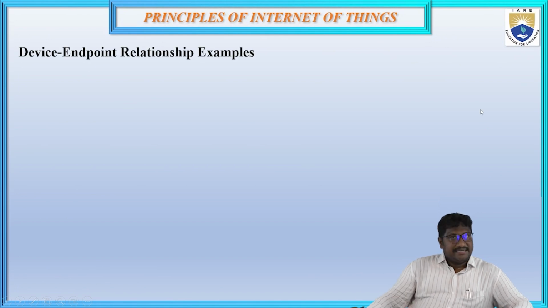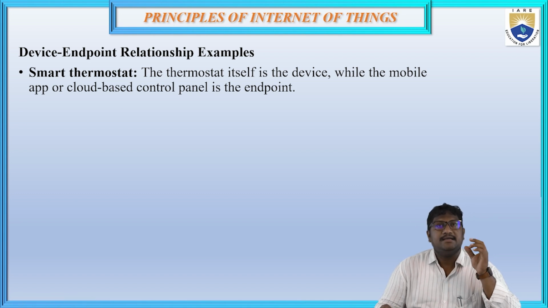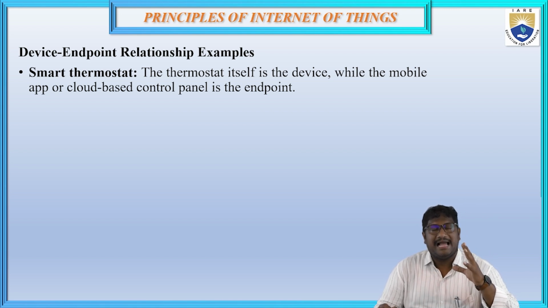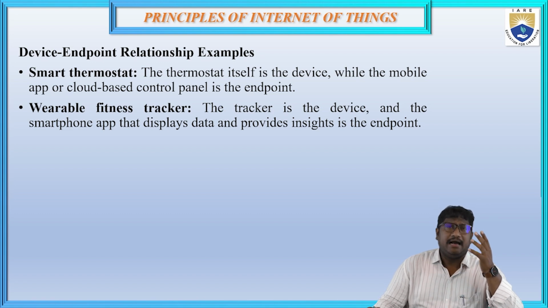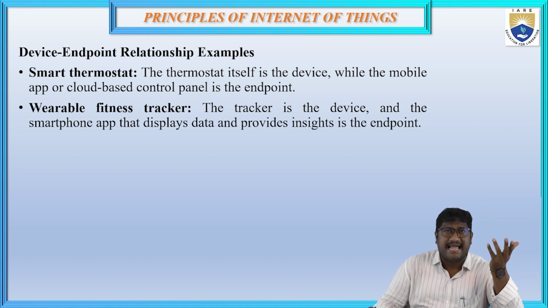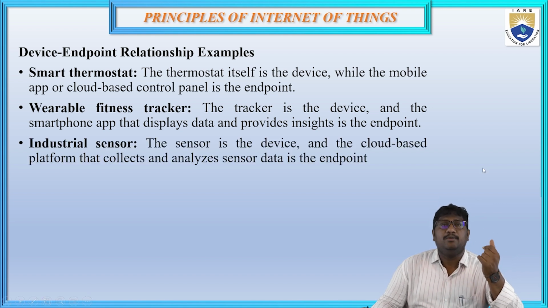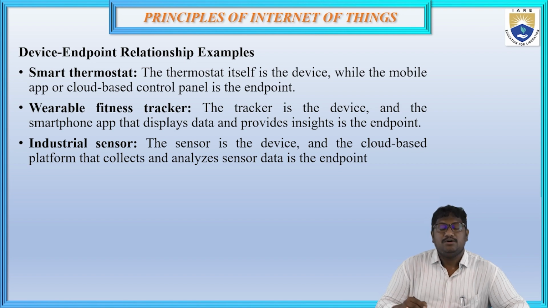Now we will discuss device endpoint relationship examples. The first example is a smart thermostat. A smart thermostat is the thing which is related to finding the temperature. The mobile app or cloud-based control app acts as an endpoint. And also wearable fitness trackers. There are n number of wearable fitness trackers which are used nowadays, where a smartwatch is linked to the smart app, where the data is displayed according to the body tracker which is fixed to your body. And coming to the industrial sensor, the sensor is the device, and cloud-based platforms collect the data and send it to the endpoint.